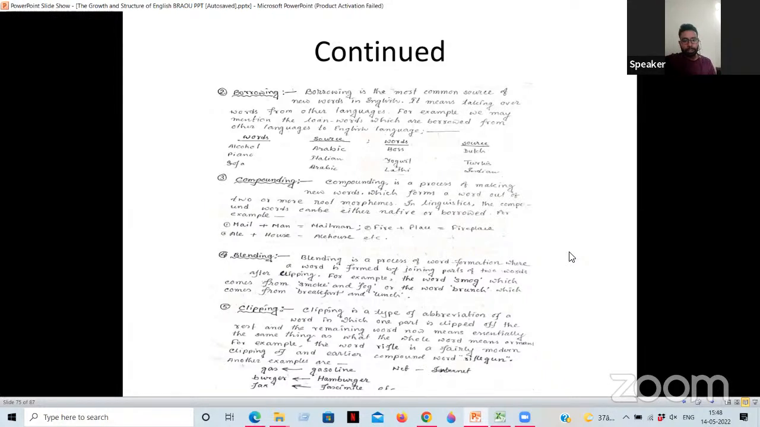For example, see here, gasoline is one of those words. The actual form of the word gas is gasoline. So from gasoline, O-L-I-N-E has been dropped out, clipped out, and now gas is here, but both these words mean the same thing.